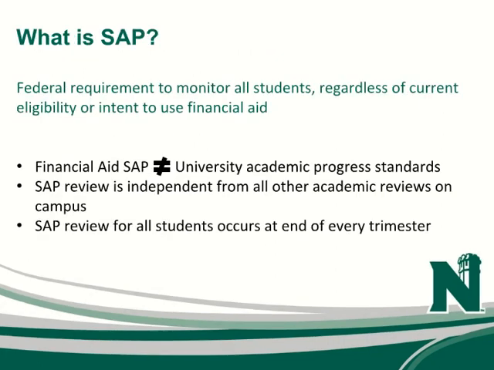The federal government requires all colleges and universities to monitor student use of federal financial aid. Students must meet Satisfactory Academic Progress, or SAP, criteria in order to receive federal and state financial aid. While SAP criteria are similar to the University Academic Progress Standards, SAP review is independent from all other academic reviews on campus. For example, a student may be in good academic standing at Northwest and still lose financial aid due to not meeting SAP criteria. SAP is reviewed for all students at the end of each trimester.